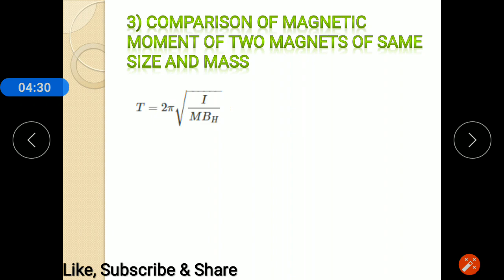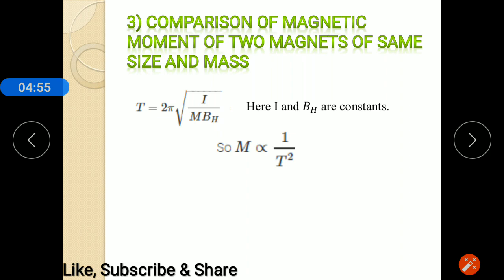Next, we can use the vibrational magnetometer to compare the magnetic moments of two magnets of the same size and same mass. How? In the time period equation, we know the moment of inertia I is the same and the horizontal component is the same. So how is it related? M is inversely proportional to the square of the time period.